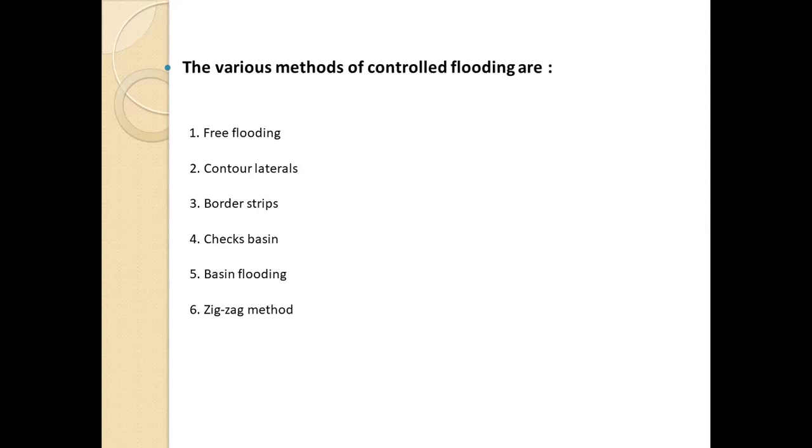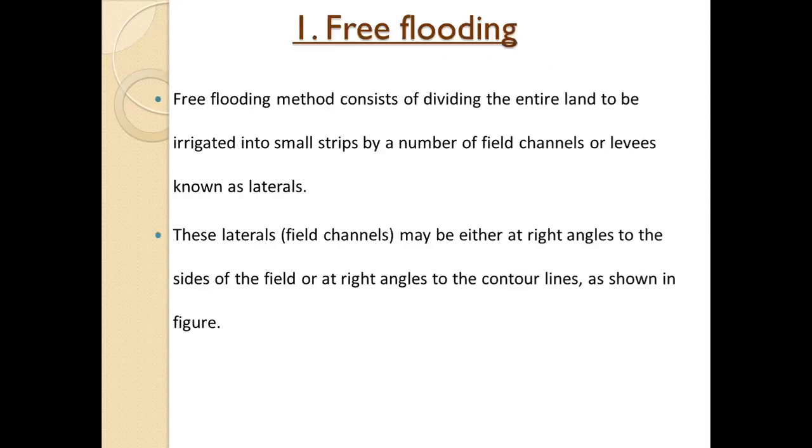First one is free flooding, second one is contour laterals, third one is border strips, fourth one is check basin, fifth one is basin flooding, and the last one is the zigzag method. So today we will learn about all these controlled flooding methods, right? So starting with free flooding.